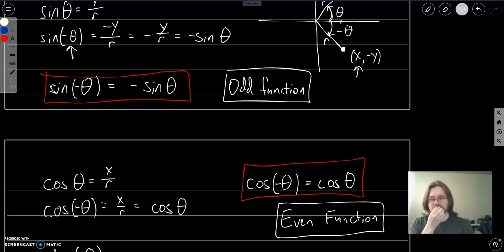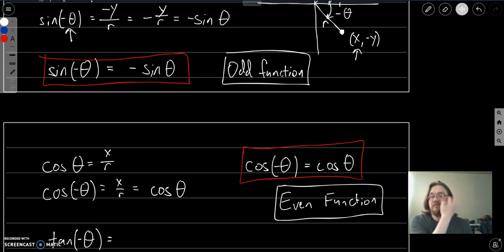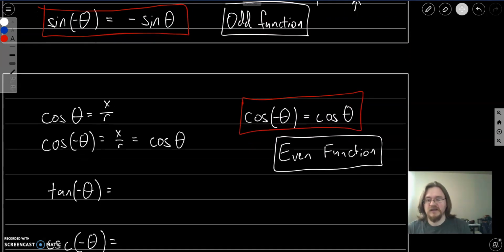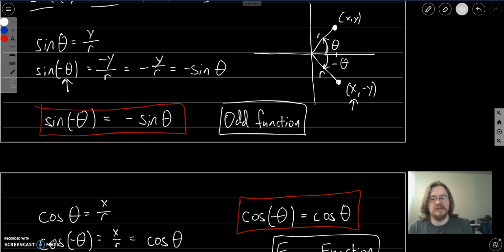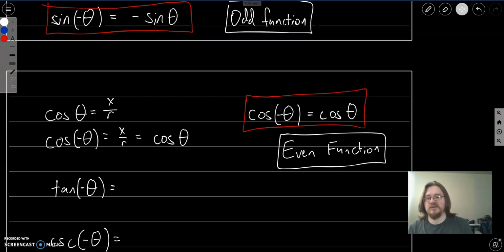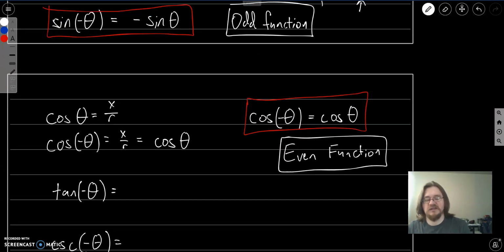So let's go through a few more examples, and we will use our other trig identities to solve these. So the tangent of a negative angle. Again, I could go through this whole process of thinking about what a negative angle is and what happens to the x and y coordinates. But I'm going to use my other trig identities. The tangent of an angle is the same thing as the sine of that angle divided by the cosine of that angle. This is one of our quotient identities. The tangent is sine divided by cosine.